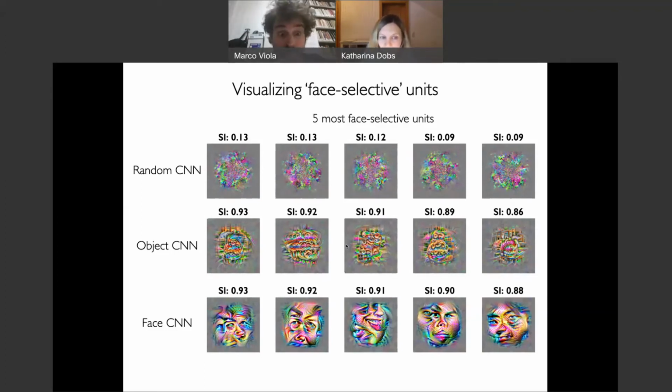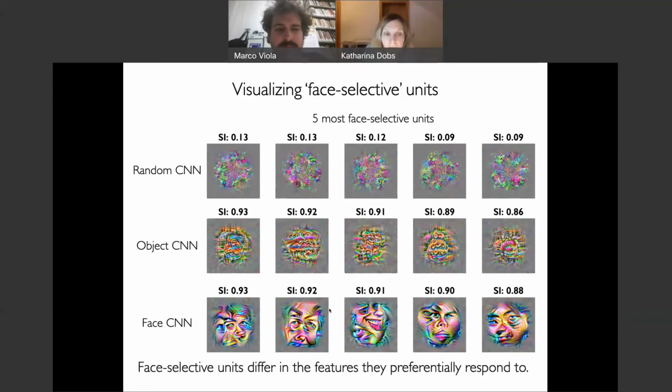So we really see eyes, nose, and mouth, and they even have them in the correct configuration, right? They sort of have a holistic representation of a face, in a way that the eyes are on top of the nose and the mouth, and so on. And the interesting thing is, these have almost equal selectivity when you look at the indices, but they definitely respond very differently. They prefer different features, right? So all these face selective units differ in the features they preferentially respond to.